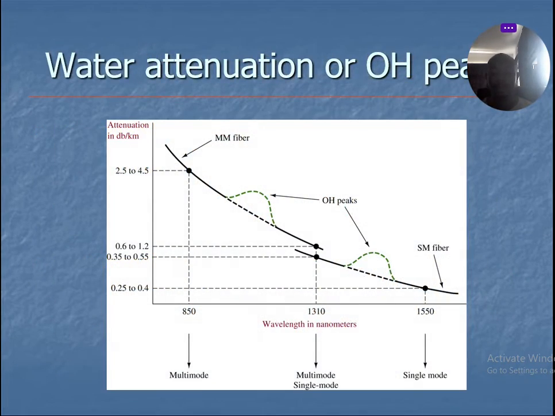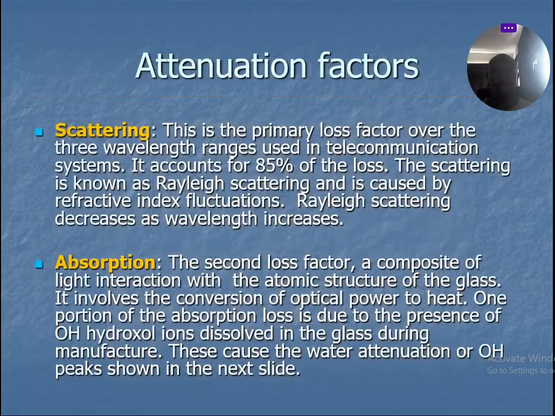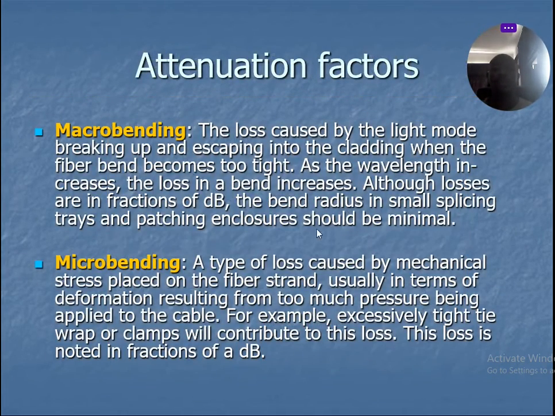Okay, this is for absorption loss. Now let's go to the third one, which is called the microbending loss. The loss is caused by light mode breaking up and escaping into the cladding.